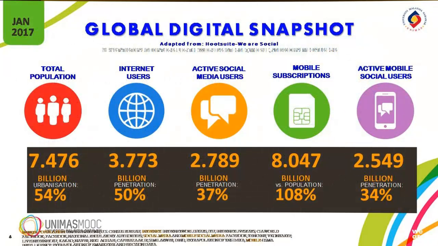Let's take a look at a global digital snapshot. This is a statistic as of January 2017. If you see the world population today, it is estimated about 7.4 billion as of January 2017. But as of today, as we do the recording, it's already exceeded 7.5 billion. And internet users all over the world are about 3.7 billion, where active social media users are recorded as 2.7 billion. While mobile subscriptions, if you see, are way past the total world population. It's about 8 billion. While active mobile social users are about 2.5 billion. This shows how people are very much into social networks and getting connected, in touch with their loved ones.